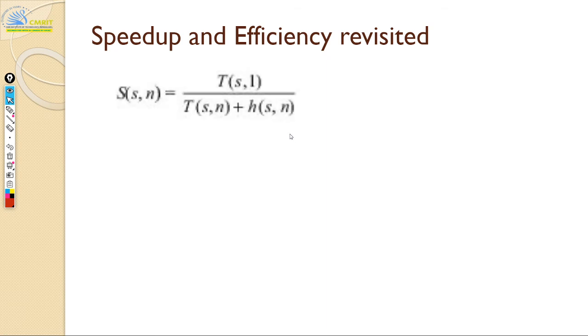And once more, we will revisit the speed up and efficiency. So speed up again is given by S of s comma n, where s is your problem size and n is your machine size. Then you get the speed up as nothing but T of s comma 1 divided by T of s comma n plus H of s comma n. H is the overhead. This is T1 by Tn. It's the same formula here, but here you're assuming s.